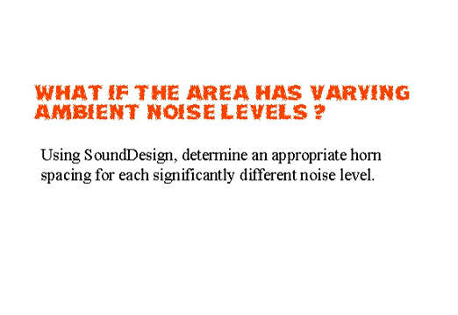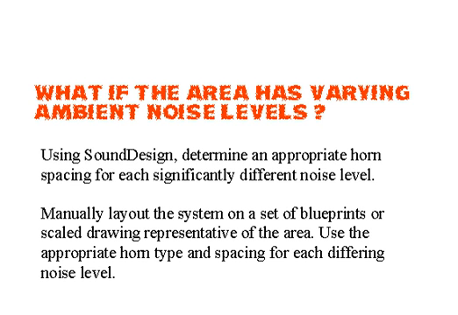Another situation is what if the area has varying ambient noise levels? SoundDesign only allows you to enter one ambient noise level for an area. While using SoundDesign, determine an appropriate horn spacing for each significantly different noise level, just as we did previously. You enter a fictitious room with the correct mounting height and the correct noise level that you're going to evaluate, and SoundDesign will return a horn type and maximum spacing based upon that. Then you manually lay out the system on a set of blueprints or scaled drawing representative of the area. Use the appropriate horn type and spacing for each differing noise level.